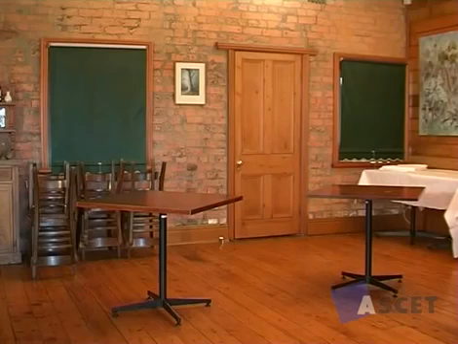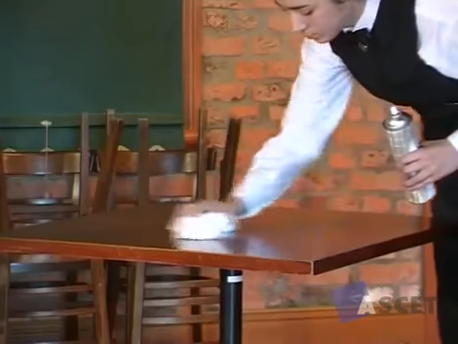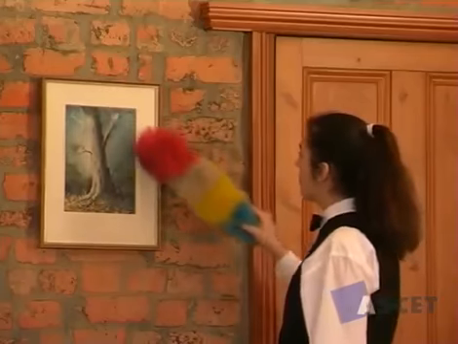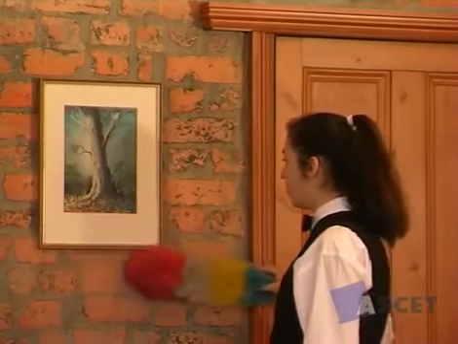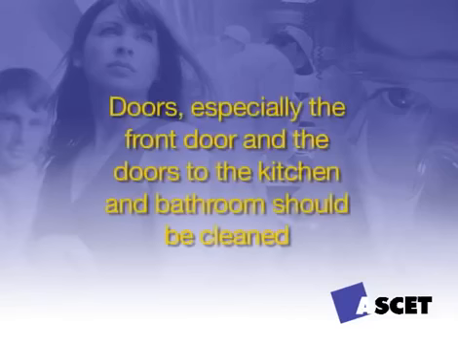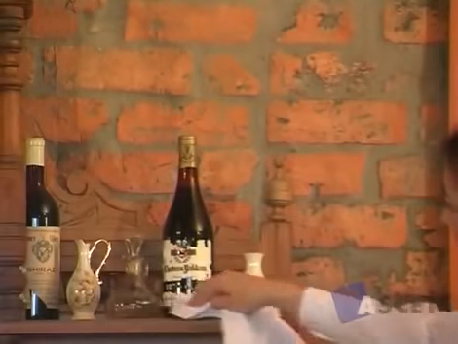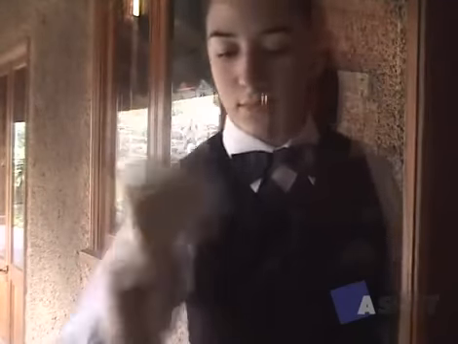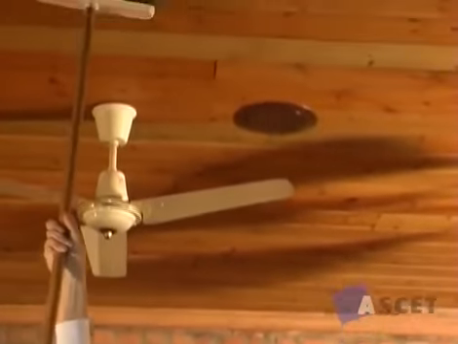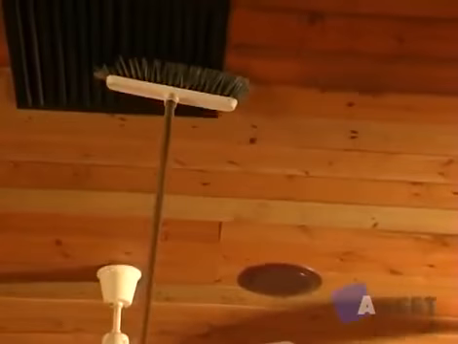Now that the tables are in position, everything in the room needs to be cleaned. Furniture should be polished. Wall fixtures such as wall hangings, paintings and lighting should be dusted and cleaned. Doors, especially the front door and the doors to the kitchen and bathroom, should be cleaned. Any decoration used must be cleaned. Glass must be polished. Vents must be dusted and floors and seats vacuumed.